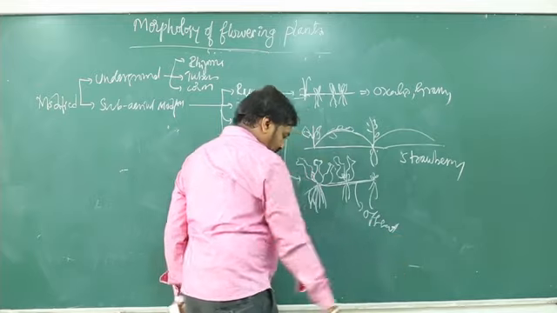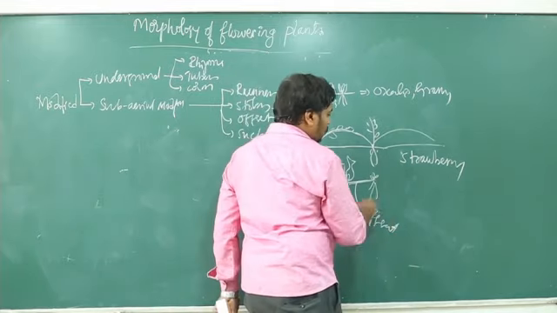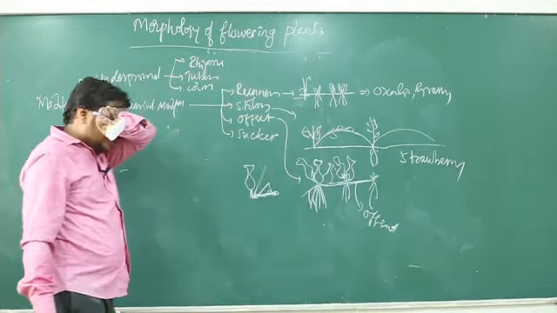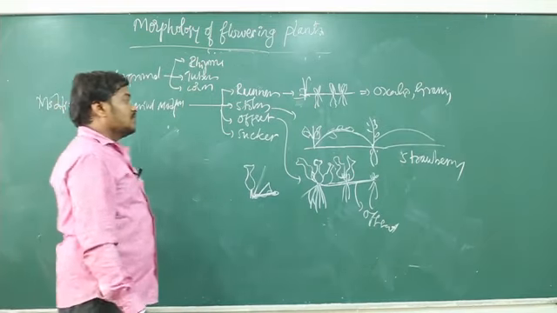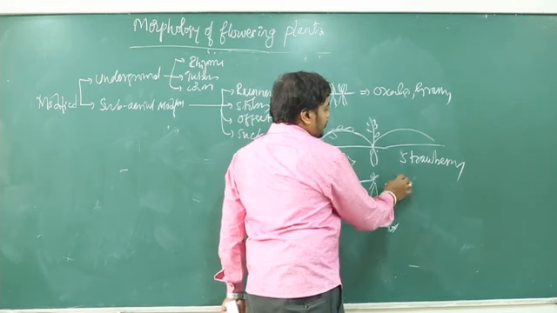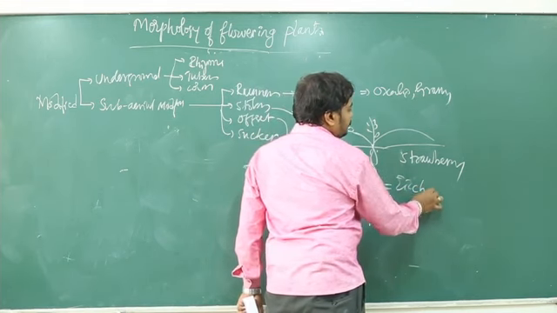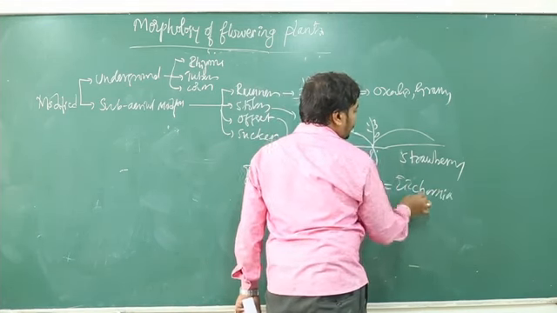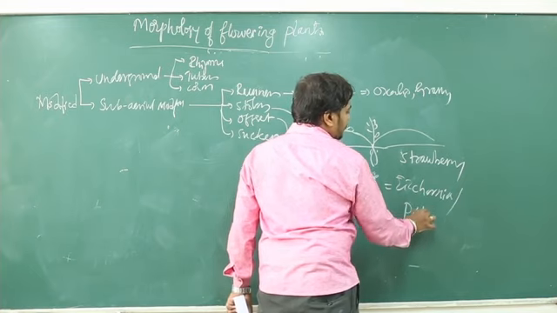That helps in the growth of that plant. Within a short span of time it can spread over a larger area of water. For example, Eichhornia. Pistia is another plant.